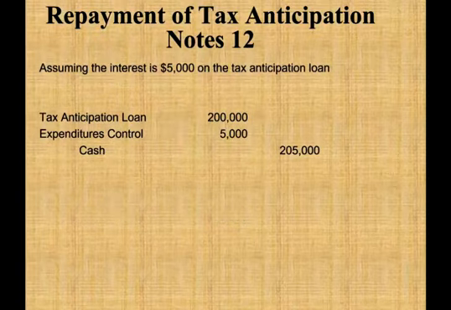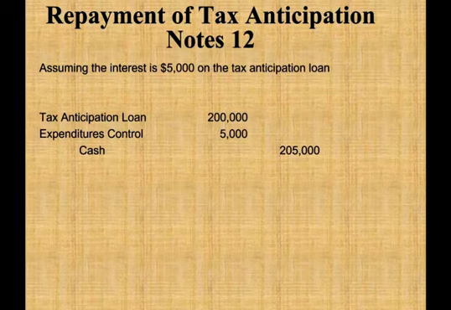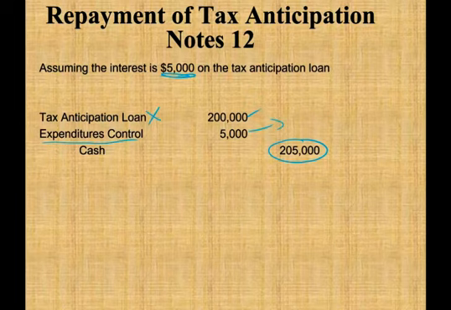Okay. Now we're going to go ahead and repay that note that we borrowed. Remember, we borrowed $200,000. We made some collection. It's time to pay the note. And let's assume we incurred $5,000 in interest. Therefore, we're going to pay $205,000, $200,000 for the note. So the note is gone, and we're going to debit expenditure control for $5,000, and this is basically interest. But we don't call it interest expense. It's expenditure control. Remember, we are dealing with government.